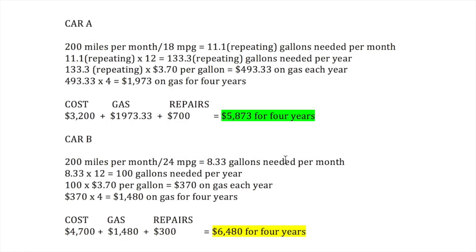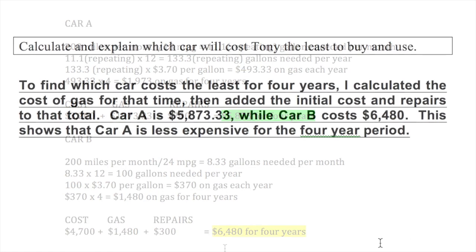Let's look at the two and see which one is less expensive. Car A cost us $5,873 for 4 years, while Car B cost us $6,480. So if the question is which car is least expensive for the 4-year period, our answer has to be Car A, because this number is less than this number. Let's see how we would write that in our constructed response question.